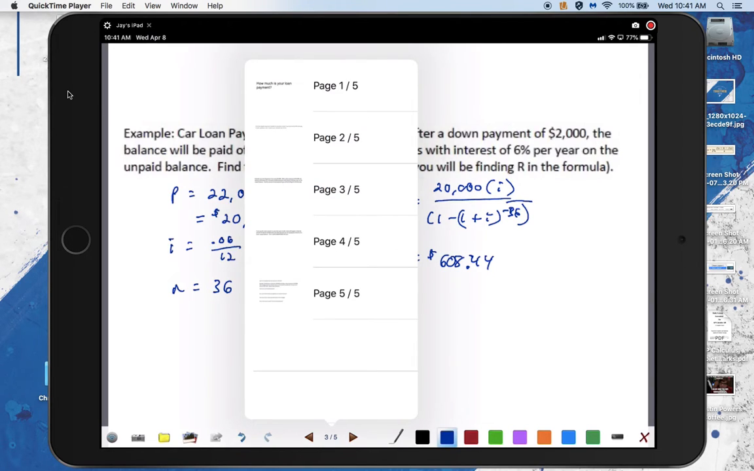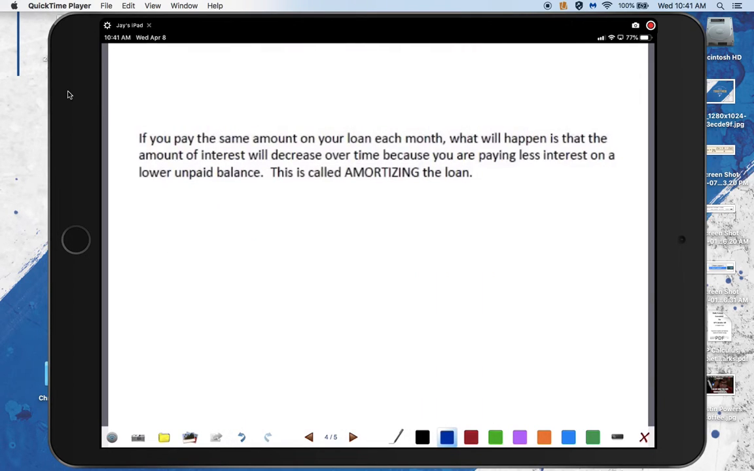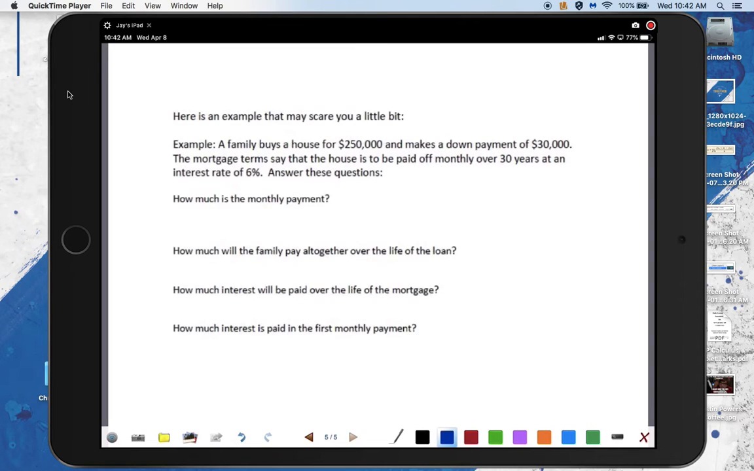Okay, so let's kind of look at this one. If you pay the same amount on your loan each month, what will happen is the amount of interest will decrease over time because you're paying interest on a lower unpaid balance, and that's what we call amortizing the loan. And in another video, we'll take a look and see how that works. But in the meantime, let's take a look at this.